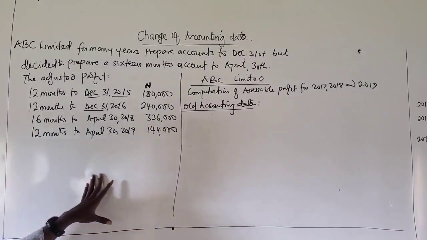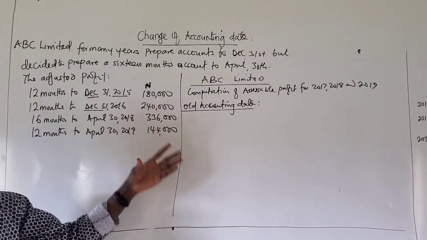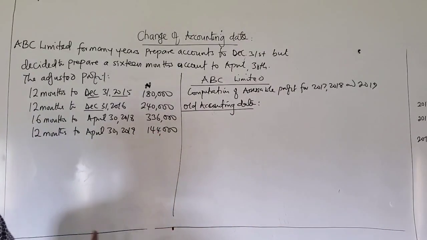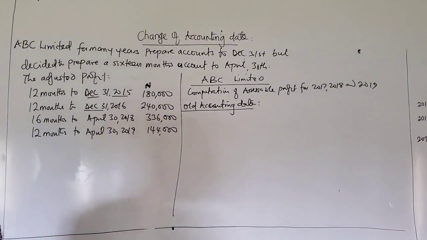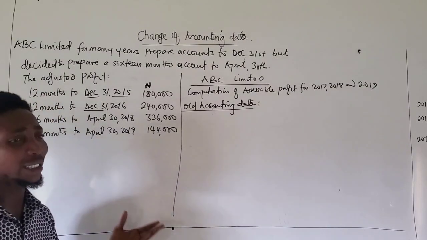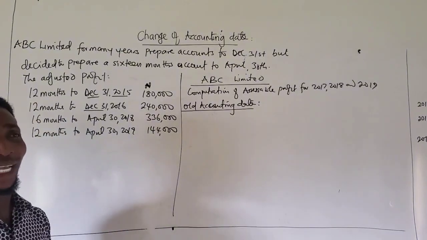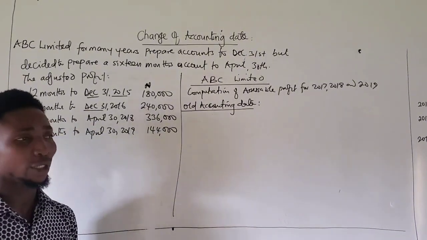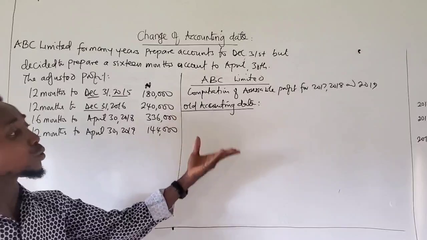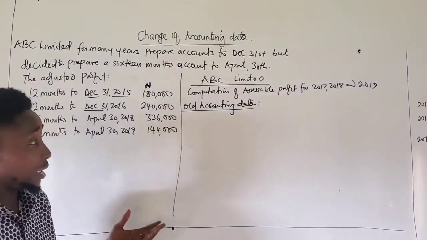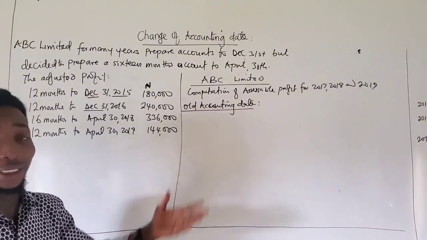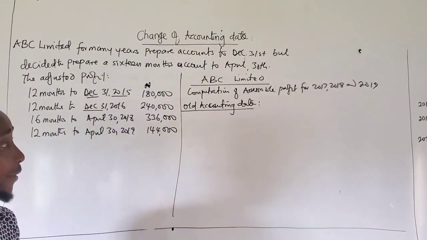They may not say "required, using change of accounting date procedures." No, they might not say that. You might be asked to compute or advise the company based on the assessable profit given above. So you know that you are advising them, standing as an intermediary. At the end of the day, you have to tell them which of them the tax authority will assess the business with, because the decision to choose lies in the hands of the tax authority, the FIRS.